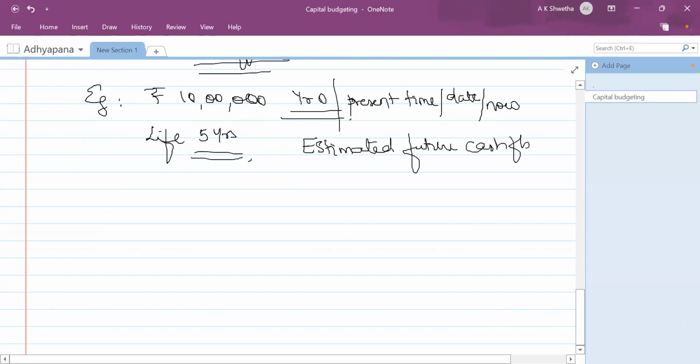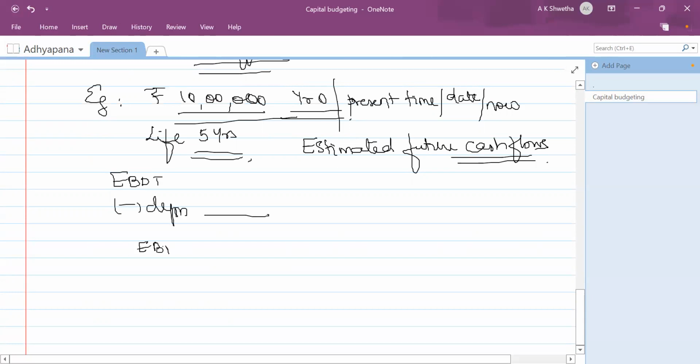Estimated future cash flows because of investing in this 10 lakhs will be either given or you will find. Okay. How am I going to calculate this cash flows? It is earnings before depreciation and tax minus depreciation, which will give you earnings before tax, minus tax, which will give you earnings after tax. To this, you add back depreciation, you will arrive at cash flows after taxes, right? This cash flows after taxes will be estimated for the future period, which is for the life of the machinery, which is expected to be purchased.